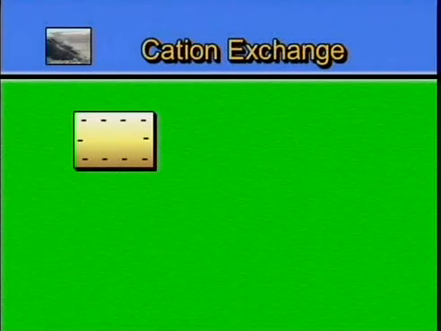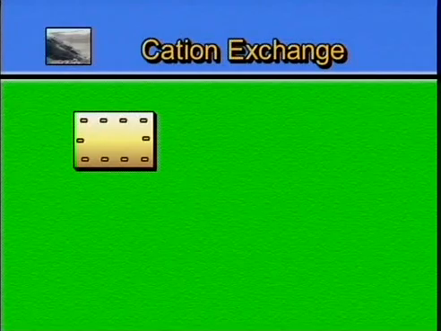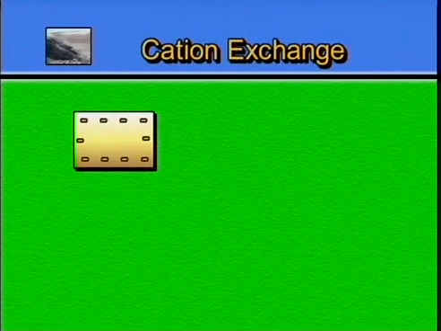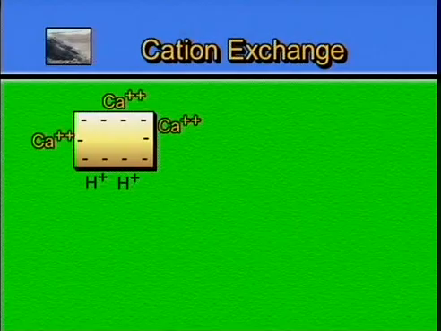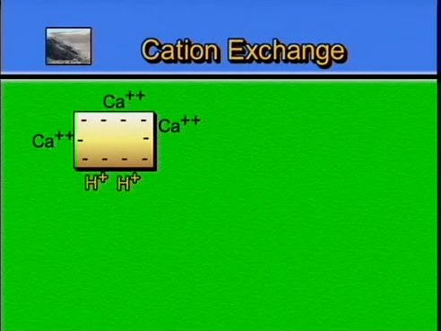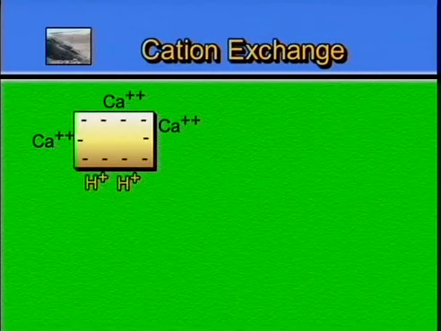This square with these little dashes in it is drawn to represent a soil mineral particle. Let's say this is a particle of a clay mineral in the soil. These negative charges or dashes are found on the surface of that clay particle. Attracted to and held at these negative exchange sites will be cations. I put calcium on there, Ca with 2 positive charges. I put some hydrogen on there. H is the chemical symbol for hydrogen with 1 positive charge.